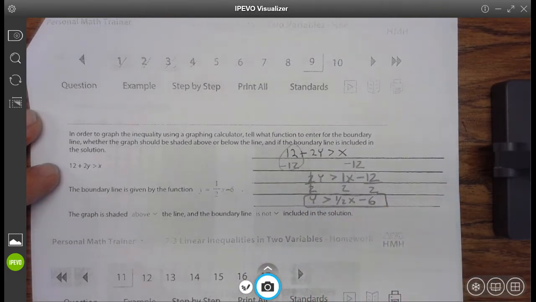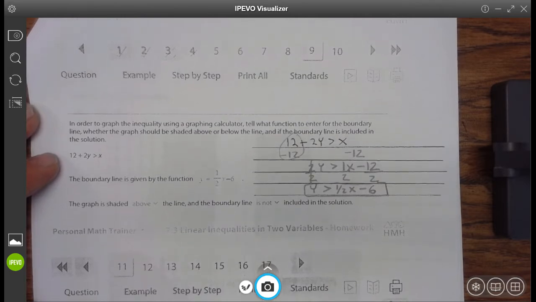So the boundary line is given by the function y equals 1/2 x minus 6. The graph is shaded above the line, and the boundary line is not included in the solution.